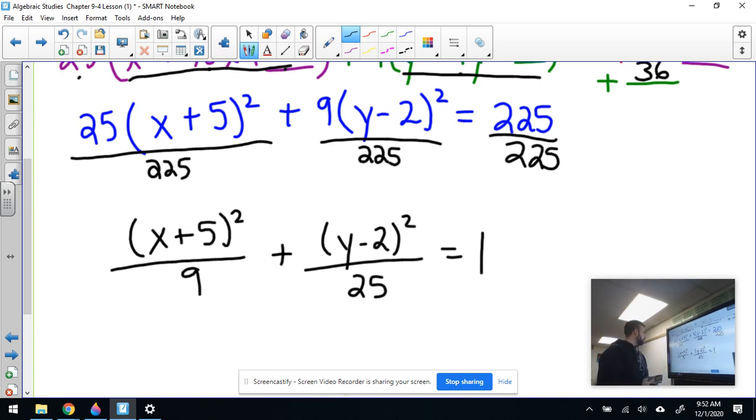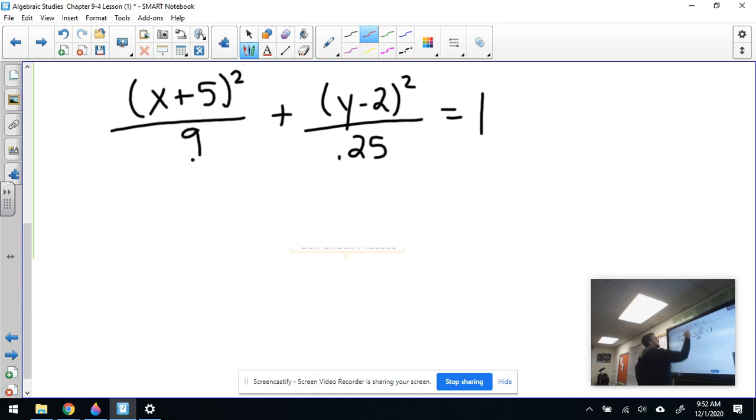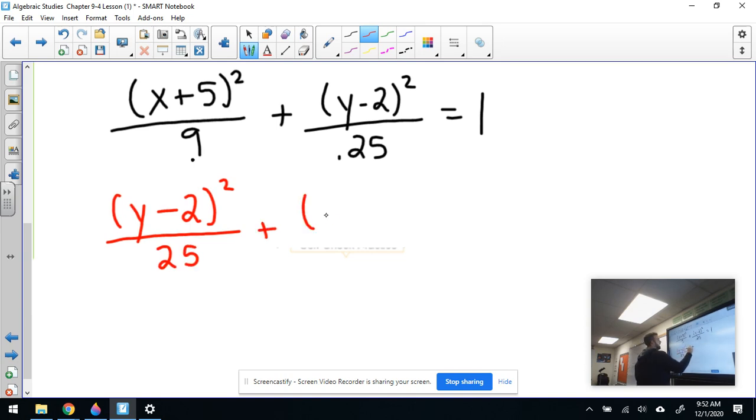Now, what do we notice about this equation? Well, the thing that I noticed is that I actually have the 9 first and the 25 second. But it was always the case when we wrote equations for ellipses that 25, the bigger number, is a. That's the length of our major axis, right? So we have to flip our equation around. So let's do that. We're actually going to write it as y minus 2 squared over 25 plus x plus 5 squared over 9 is equal to 1.